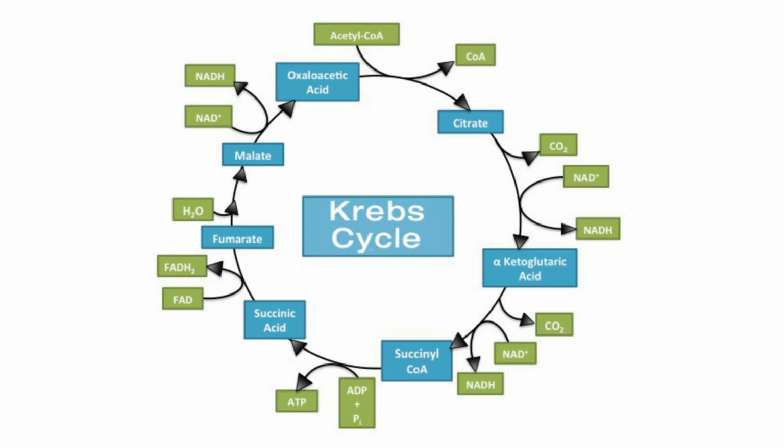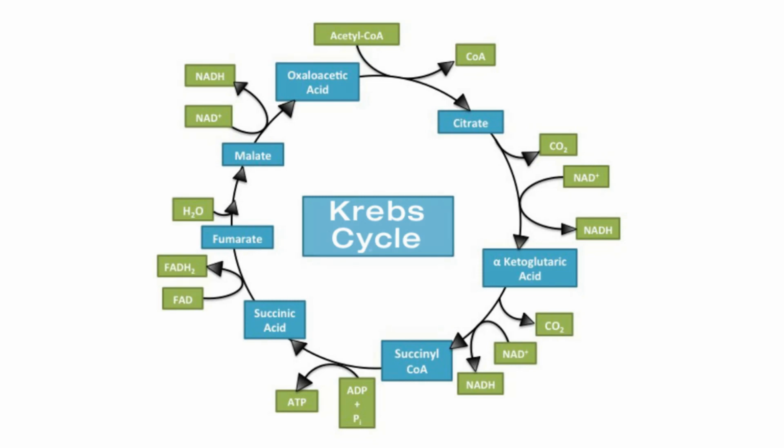Step 3. Oxidative decarboxylation of isocitrate. Isocitrate is then oxidized and decarboxylated to form alpha-ketoglutarate, a 5-carbon molecule. This reaction is catalyzed by the enzyme isocitrate dehydrogenase and results in the production of NADH, a molecule that will be used in the electron transport chain to generate ATP.